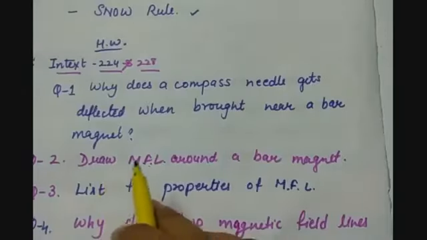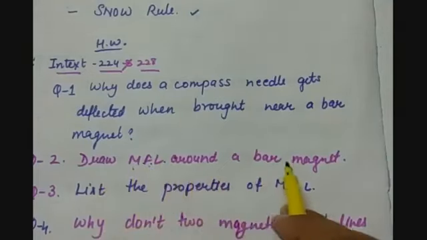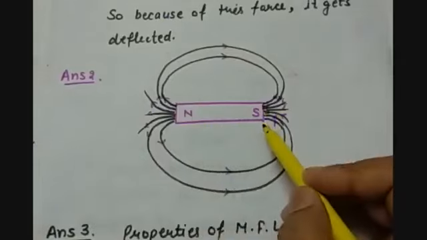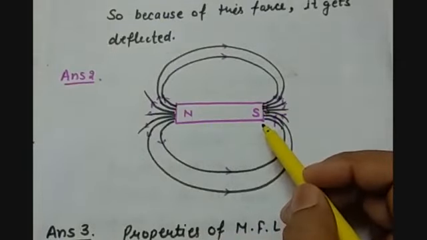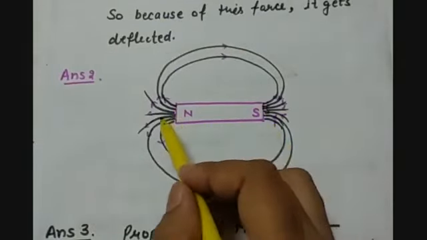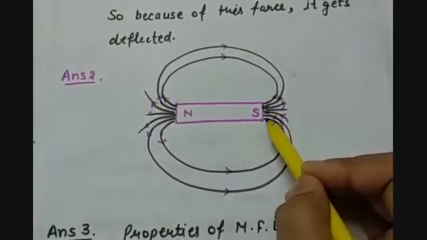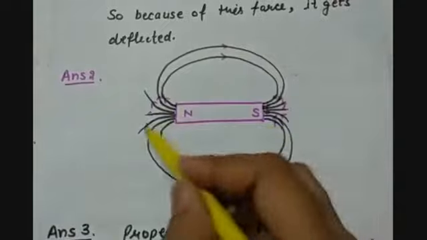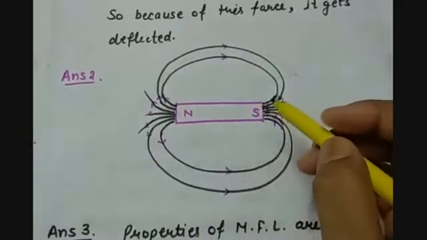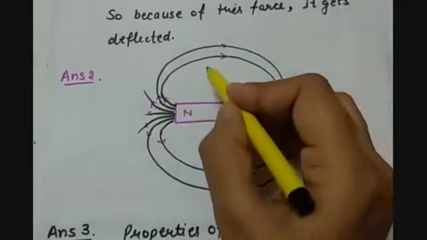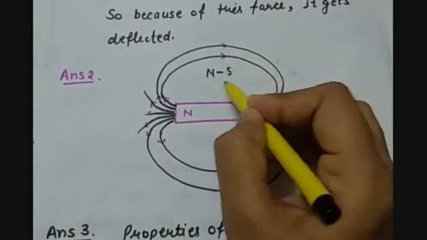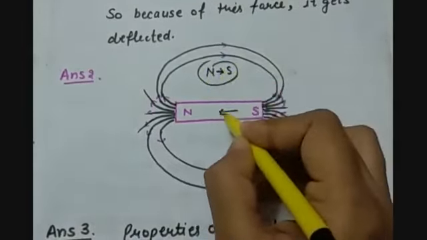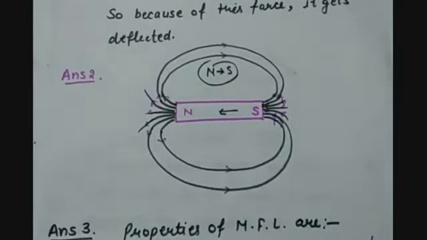Question number 2 is, draw magnetic field lines around a bar magnet. We know that a bar magnet has magnetic field lines originating from the north and entering at the south pole of the magnet. And they are represented in this way with the arrows pointing from north to south outside the magnet and from south to north inside the magnet.